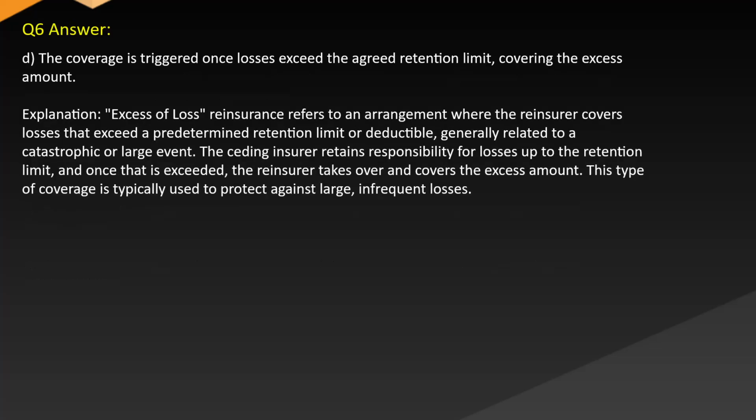Answer. D. The coverage is triggered once losses exceed the agreed retention limit, covering the excess amount. Explanation. Excess of loss reinsurance refers to an arrangement where the reinsurer covers losses that exceed a predetermined retention limit or deductible, generally related to a catastrophic or large event. The ceding insurer retains responsibility for losses up to the retention limit, and once that is exceeded, the reinsurer takes over, covers the excess amount. This type of coverage is typically used to protect against large, infrequent losses.